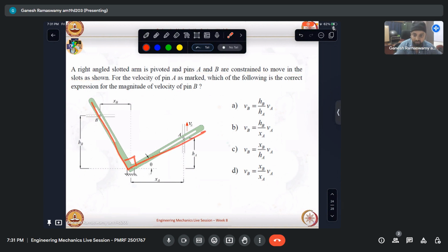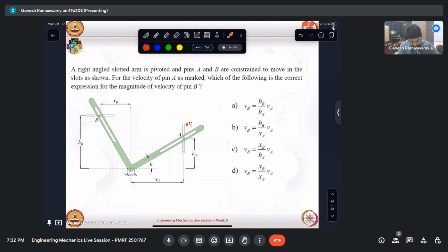So this has two slots where these pins are actually moving and they are making this slotted arm rotate. For the velocity of pin A as marked, if pin A is going up like that, which of the following is the correct expression for the magnitude of velocity of pin B? Now we can clearly see that if this goes up like that, the bar would rotate like that. So the pin has to go towards this.